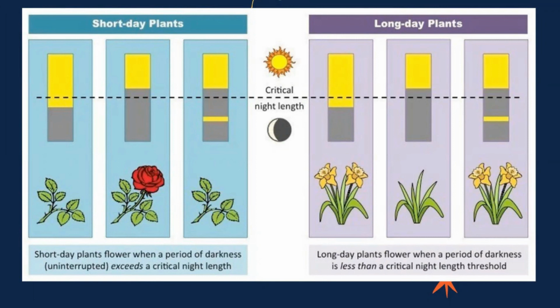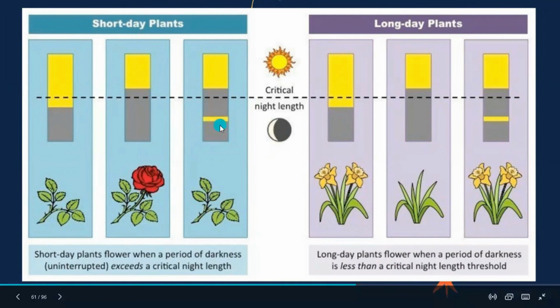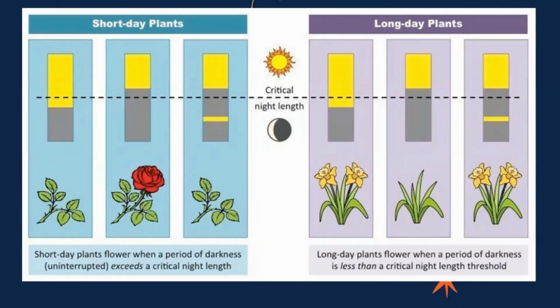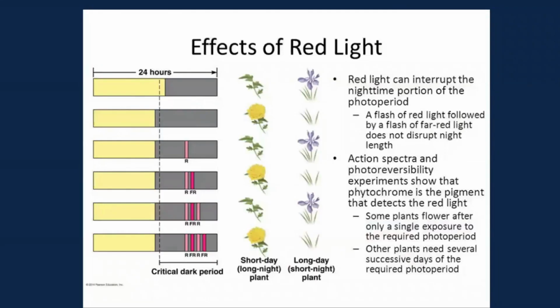If this amount of darkness is interrupted by a flash of light, katulad dito, no matter how short it is, the short day plant will not flower. So, what are the effects of red light to the short day plants and long day plants? The red light can interrupt the nighttime portion of the photoperiod.